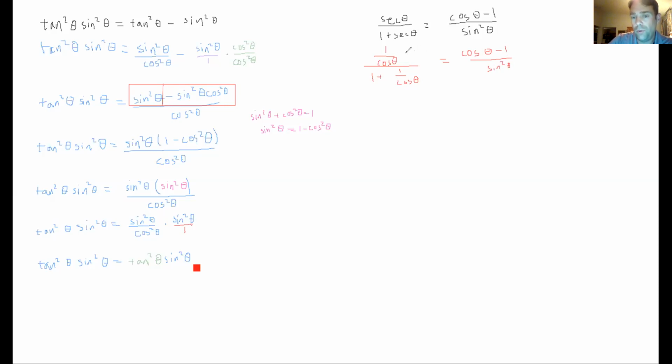So I'm going to go ahead and multiply everything by that common denominator. When I multiply by that common denominator, essentially all I'm multiplying by is 1. And I end up with 1 over cosine theta plus 1.